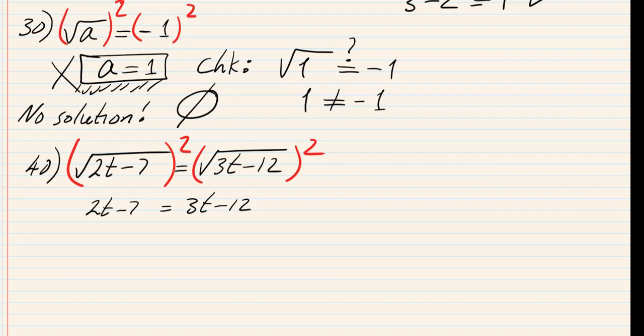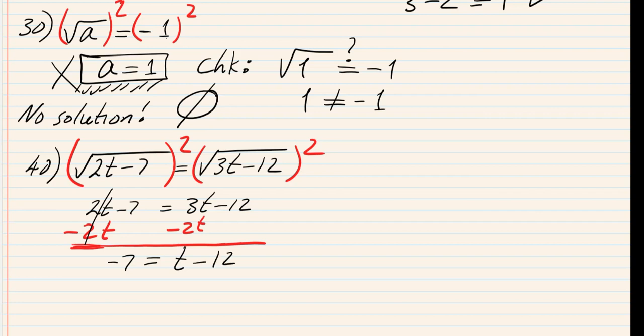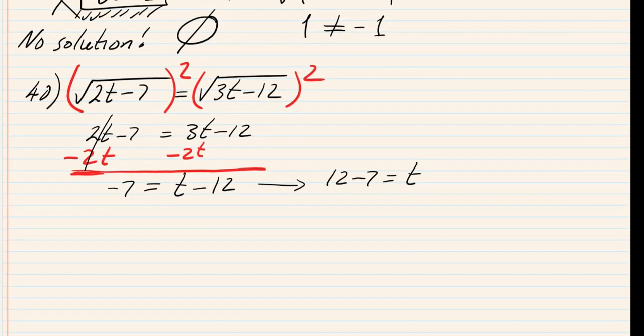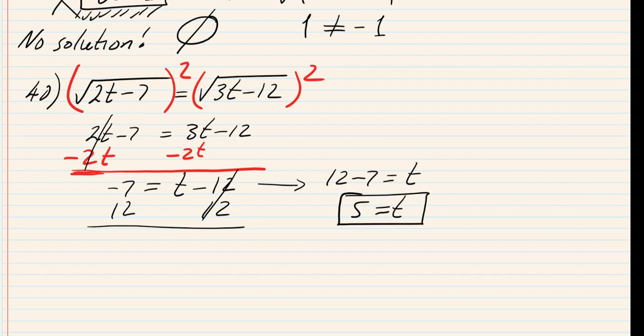Next we're going to subtract 2t from both sides. We get -7 equals 3t minus 2t, which is t, minus 12. And then we're going to add 12 to both sides. That's 12 minus 7 equals t, right? 12 here, 12 there, those add to 0. 12 minus 7 is 5, and t is potentially 5, right? Let's check to make sure it works.